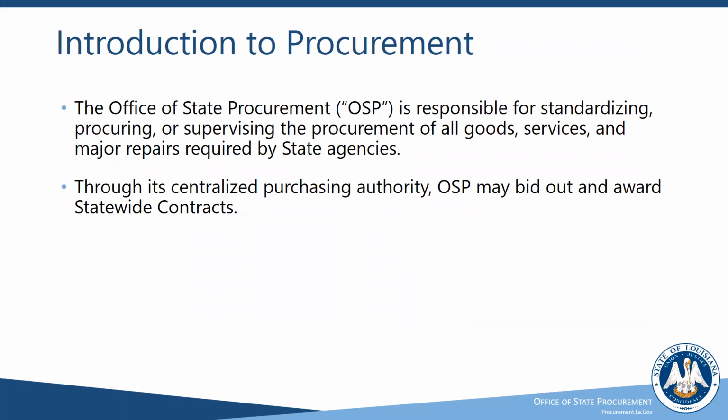So the Office of State Procurement, better known as OSP, is responsible for standardizing, procuring, and supervising the procurement of all goods, services, and major repairs required by state agencies. Through its centralized purchasing authority, OSP may bid out and award statewide contracts.